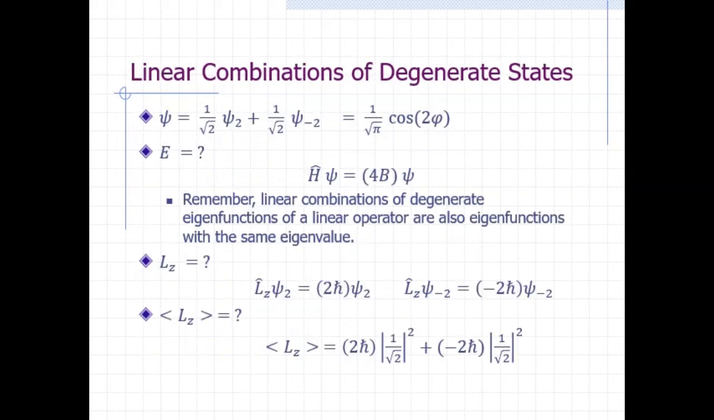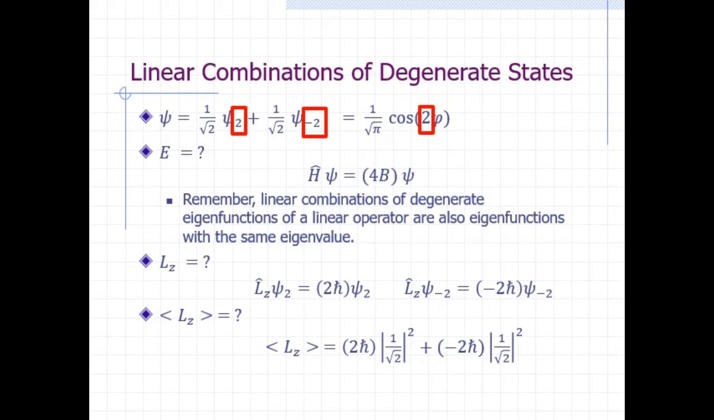What happens when we take linear combinations of degenerate states? For example, suppose we take a linear combination of the wave functions for m sub L +2 and m sub L -2, with each having a coefficient of 1 over square root of 2. If we substitute the expressions for the wave functions associated with these quantum numbers, we find that we can simplify the expression to 1 over square root of pi times cosine of 2 phi. In general, if we take linear combinations with these coefficients, we'll find that the argument for the cosine function will be phi times the absolute value of the m sub L's.